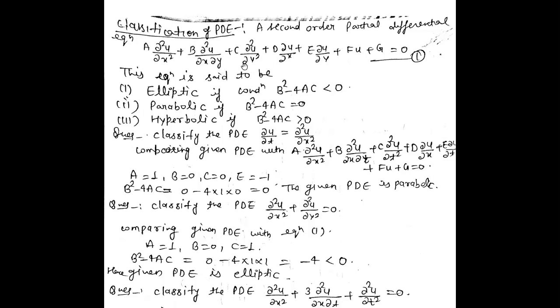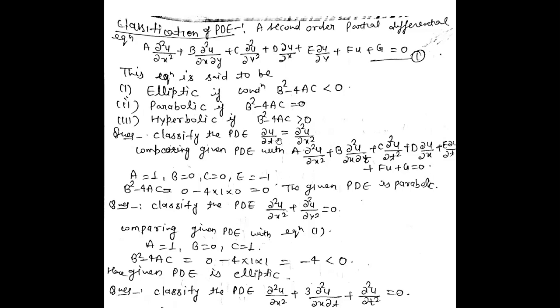Parabolic: when b square minus 4ac is equal to 0, the condition is satisfied. Hyperbolic: if b square minus 4ac is greater than 0. That means if these three conditions are satisfied, then we can say that our equation is classified into elliptic, parabolic and hyperbolic, right? So classify the PDE by comparing with this equation.